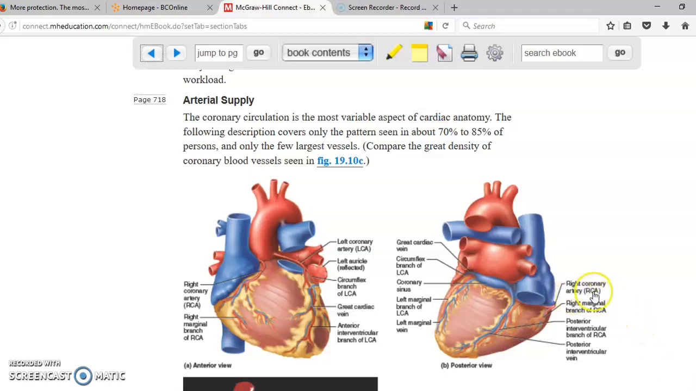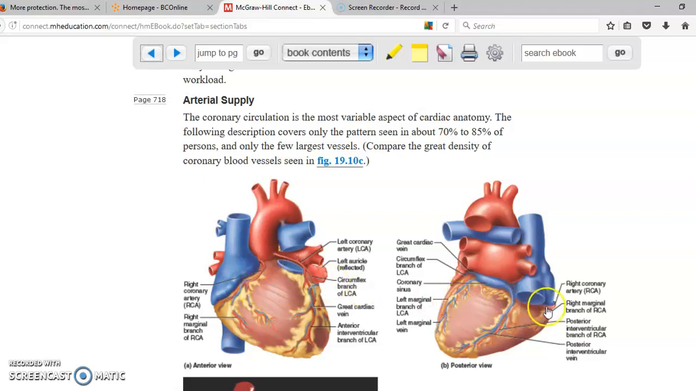There are two main arteries. As you can see, here is the right coronary artery that comes out of the aorta right here, as well as the left coronary artery. The left coronary artery, you can see here, is going to give you the circumflex, and it's going to go here, and then you're going to have the anterior interventricular branch. The right coronary artery will go to the back.